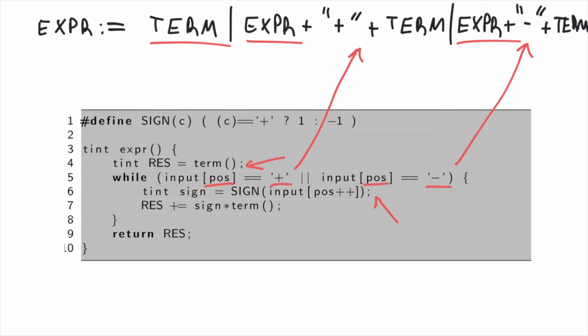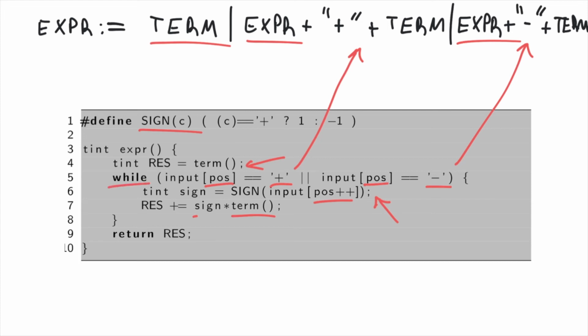So here I'm using this sign function that is defined inline to choose whether a plus sign should go with a +1 factor and a minus sign should go with a -1 factor. After extracting this sign, I should move the position counter to the next position in the input string to mark that I have already taken into account the plus or minus sign that I had seen. After parsing this, there should be another term, so I call the term function.